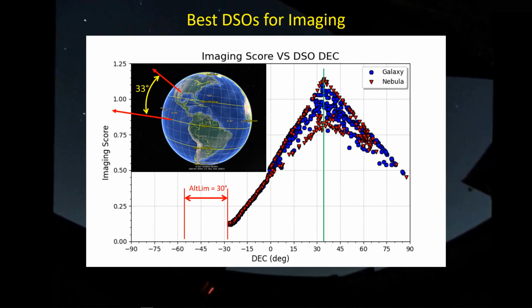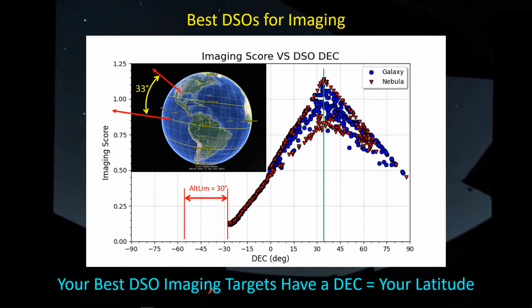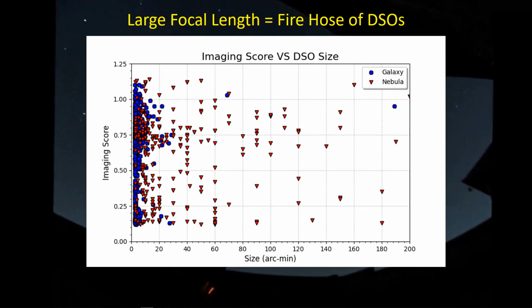Anyway, these are the kind of pictures that will come out of this, and it's important to remember your best imaging targets are going to be those targets that have a declination equal to your latitude. Another interesting plot is the imaging score, again, versus the size of the target. Now, it's a smattering of targets, but you can see right off the bat that most targets, most galaxies, are small. Okay, each one of these divisions is about 4 arc minutes.